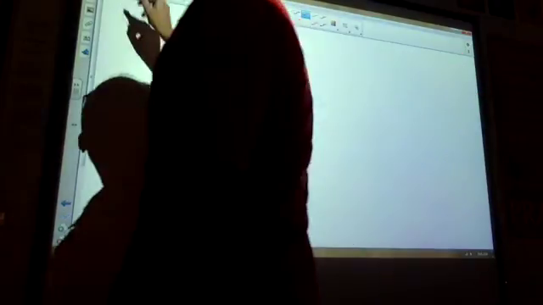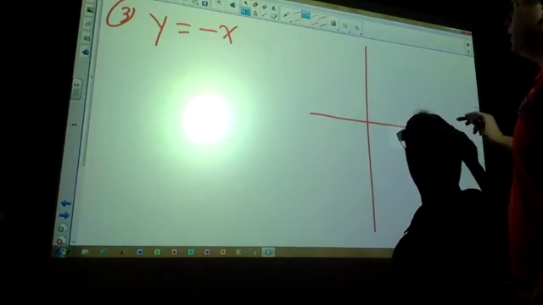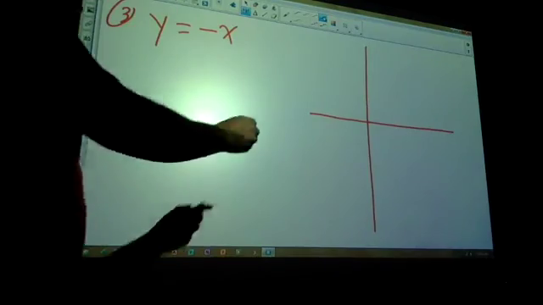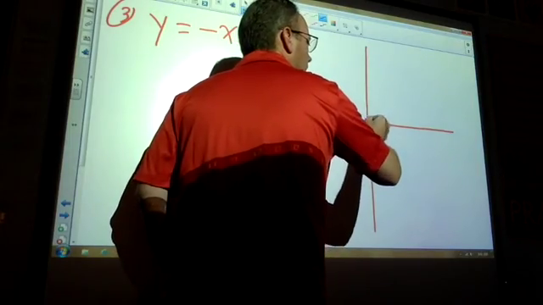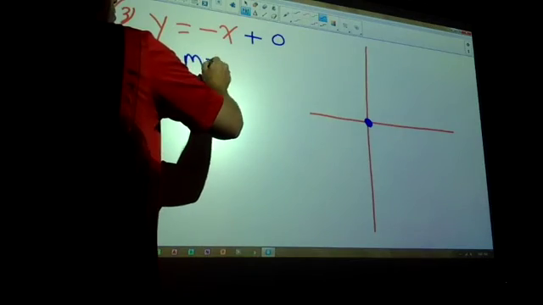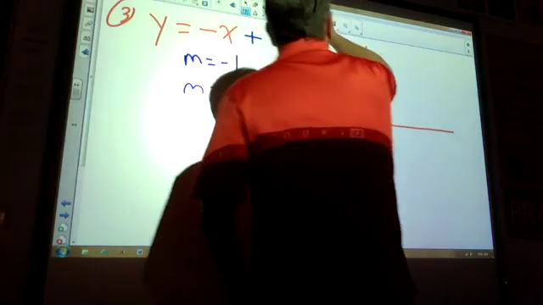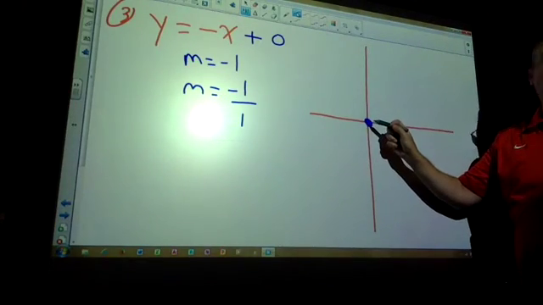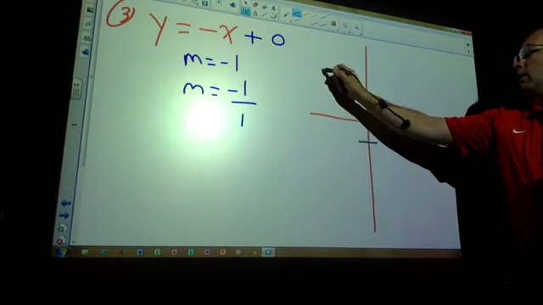Number 3 is y equals -x. Undefined, right? Let's take a look. Where would this cross the y-axis? At 0. So 0, 0 is where it crosses here. And what's my slope? -1, which is the same thing as saying -1 over 1. So from this point, which happens to be the origin, I'm going to go down 1, right 1. And there's our 45.